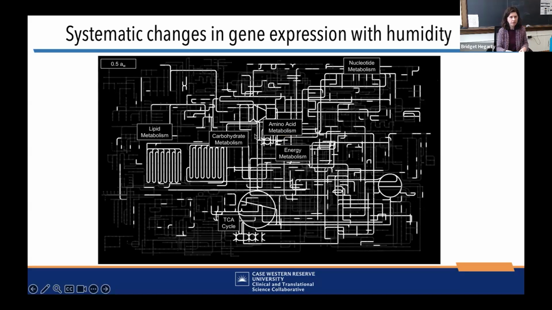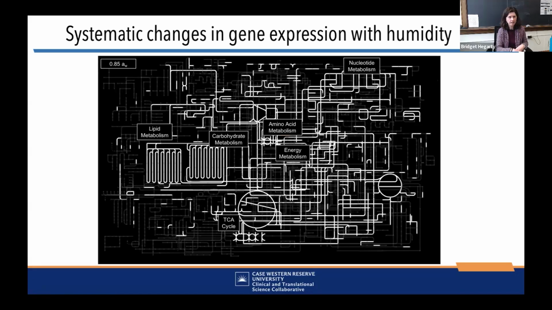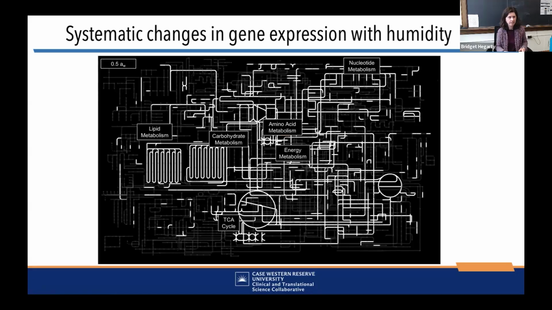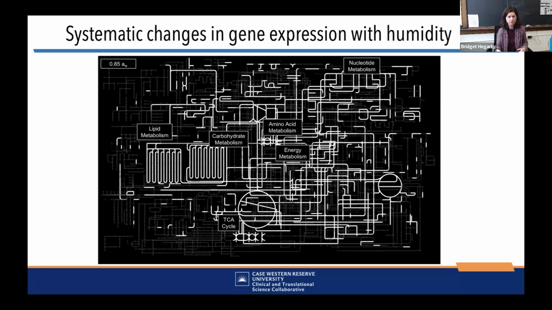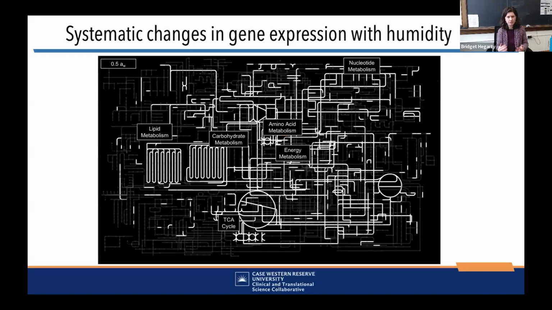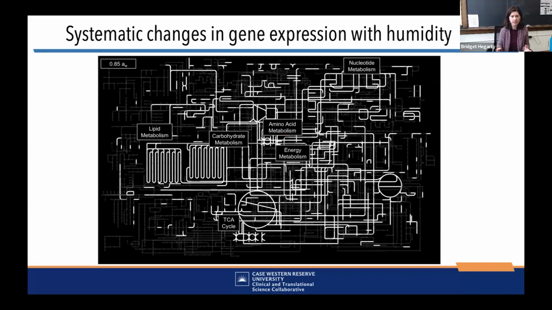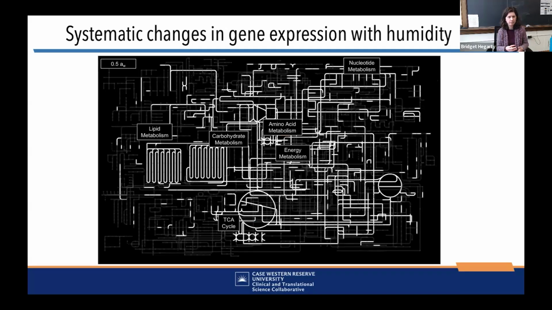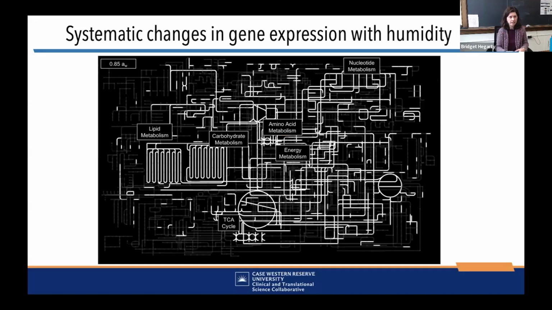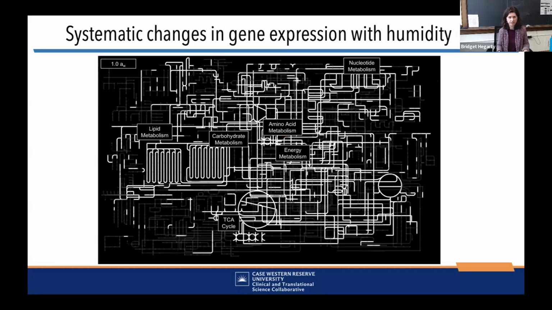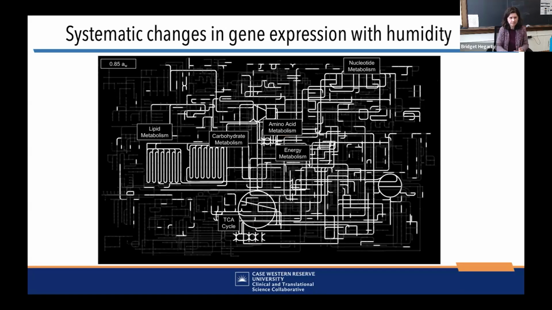And as we go from these lower water activities, like 50% water activity, to 85%, to 100% humidity, you can see that more of this map lights up. And this shows that these microorganisms are actually changing what genes they're expressing when there's more water.